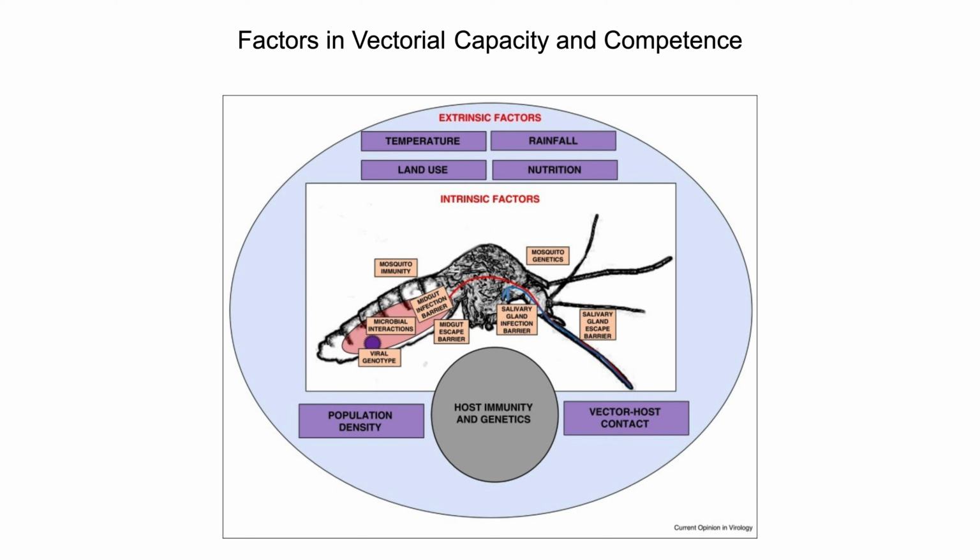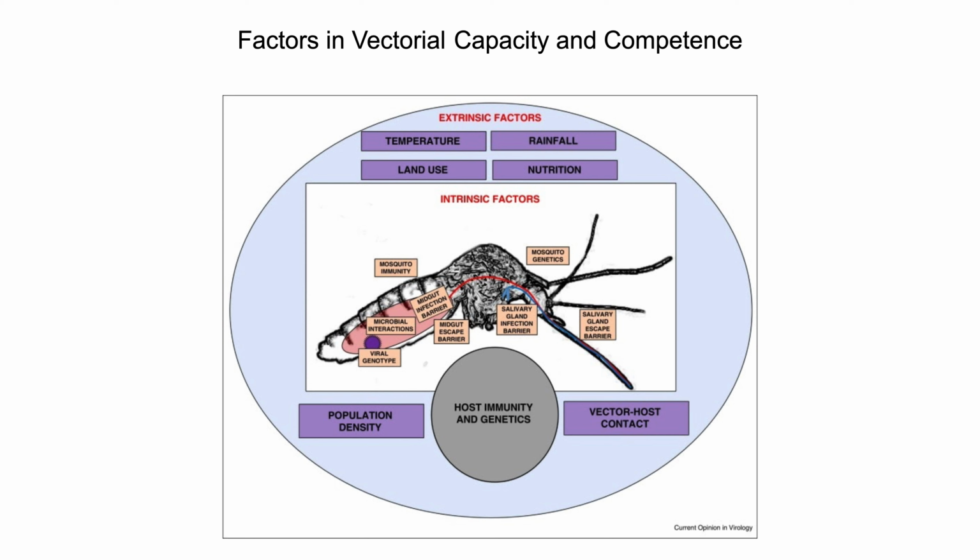So here's a little diagram that throws together all of the different components in vector capacity and competence. There are extrinsic factors, things that occur outside, environmental factors: temperature, nutrition, land use, rainfall, the environment. Then you have intrinsic factors, which are usually physiological and physical factors of the vector itself. You also have to take into consideration host immunity and genetics. For example, somebody with sickle cell anemia is going to be immune to malaria.